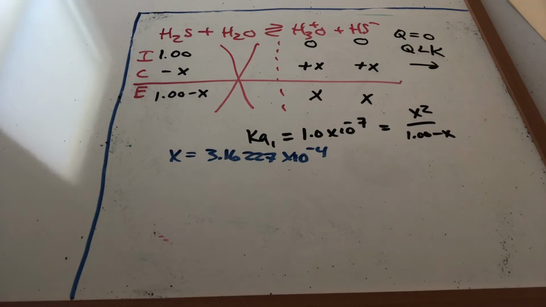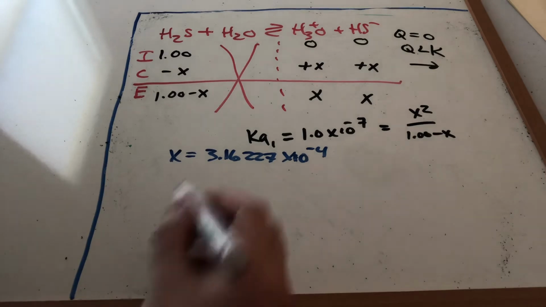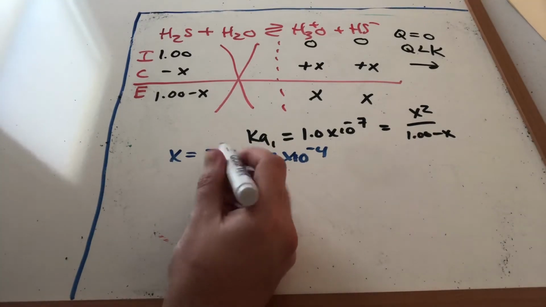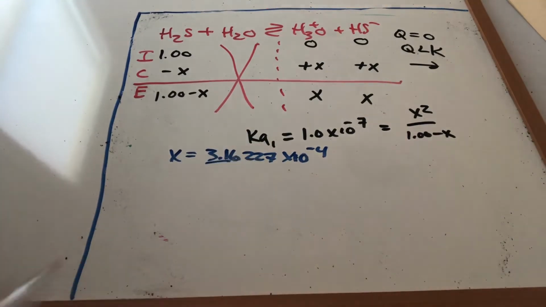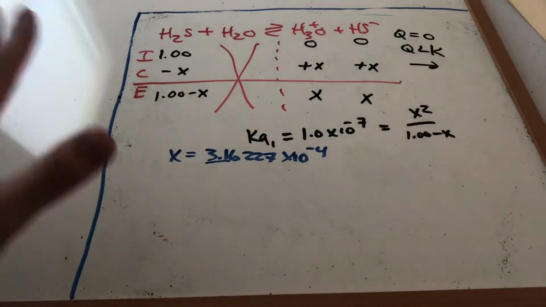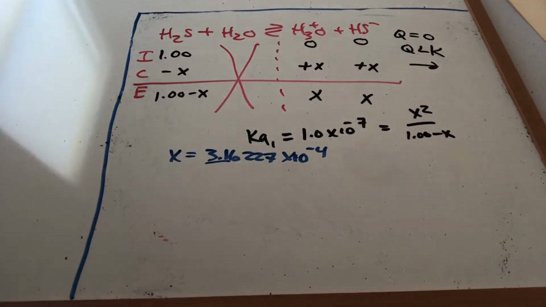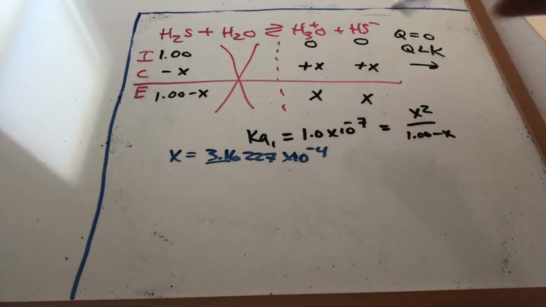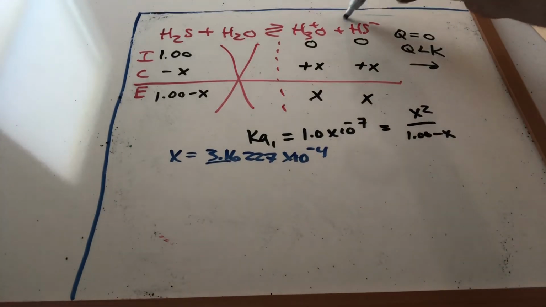Let me just check that quick. Okay, good. I'm going to keep track of significant figures. I have 2 significant figures here. So now if this was the end of the problem, we could get a pH from this number and we could analyze it, but it's not the end. As we said last time, it's not just a Ka1 we have to worry about.